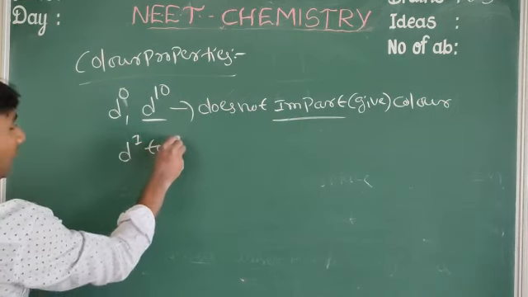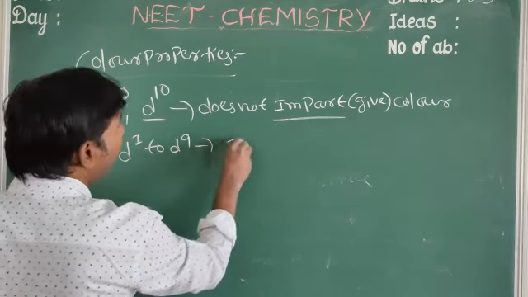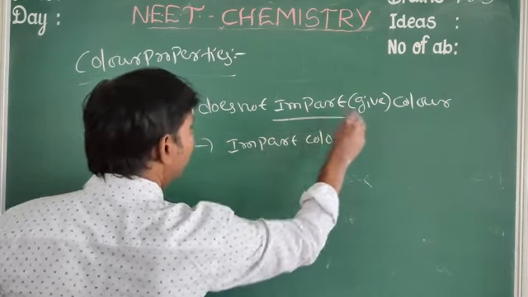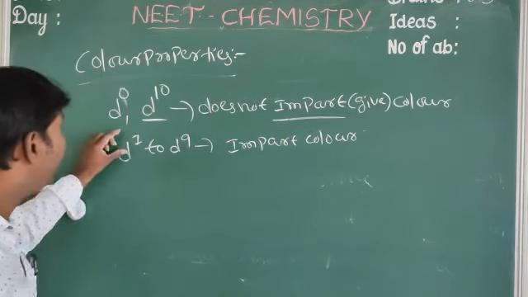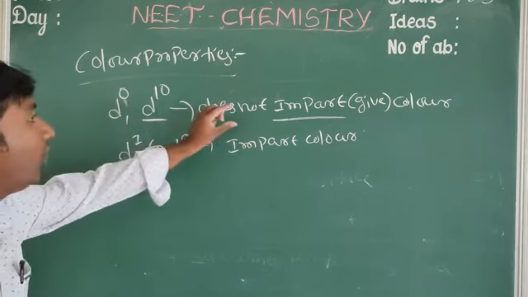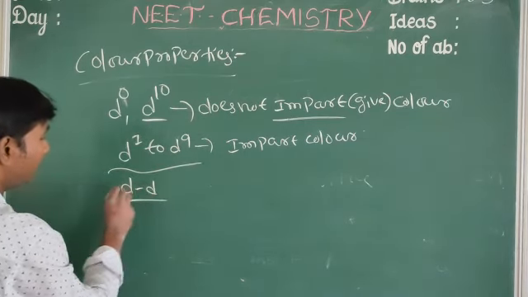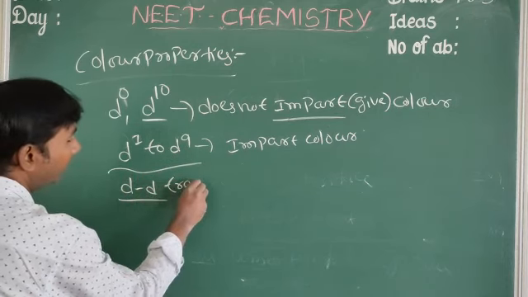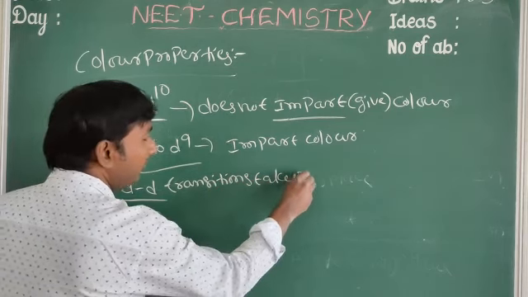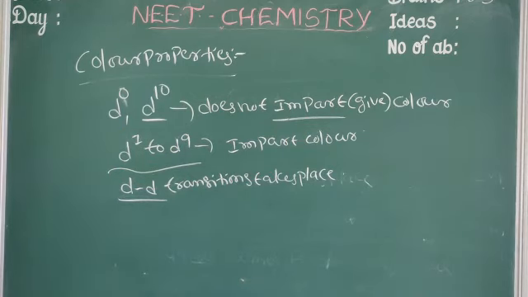Next, D1 to D9 only impart color. This point is important. So D1 to D9 only give color; D0 and D10 do not impart color. Only for D1 to D9, d-d transitions take place.